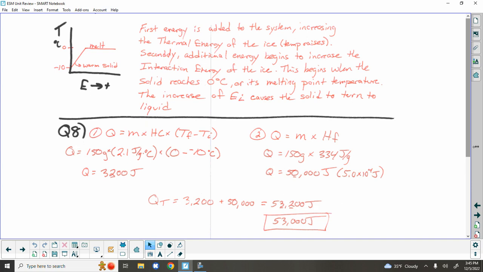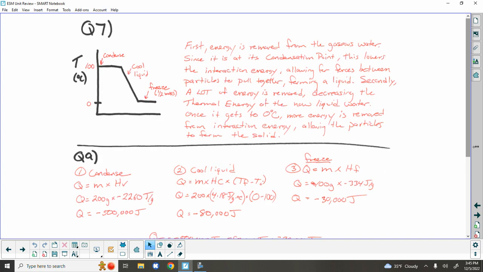And then the last set of questions. Question 7, we have 200 grams of gaseous water at 100 degrees Celsius. And then the final state, half of the water is frozen at 0 degrees Celsius. So on my heating curve here, we have the condensing. The gaseous water, the steam, is right at 100. So if we remove any energy, it's going to immediately condense. And then the liquid is going to cool down. And then we're only going to freeze half of the water, not the whole thing.